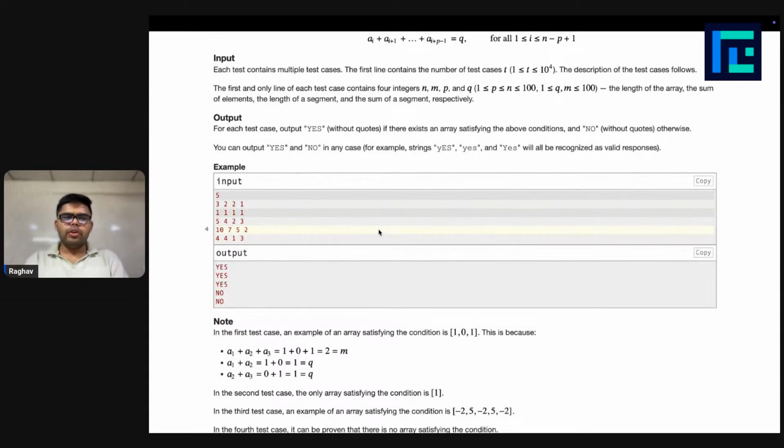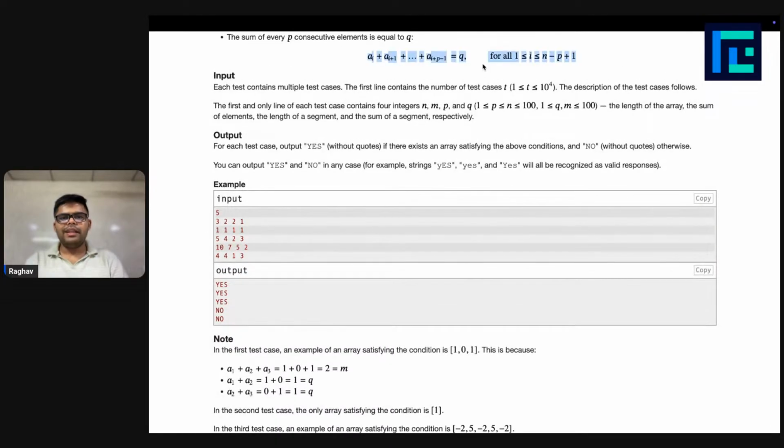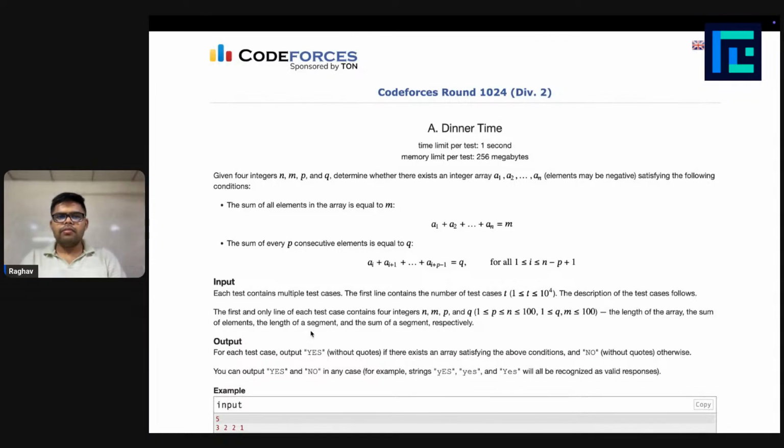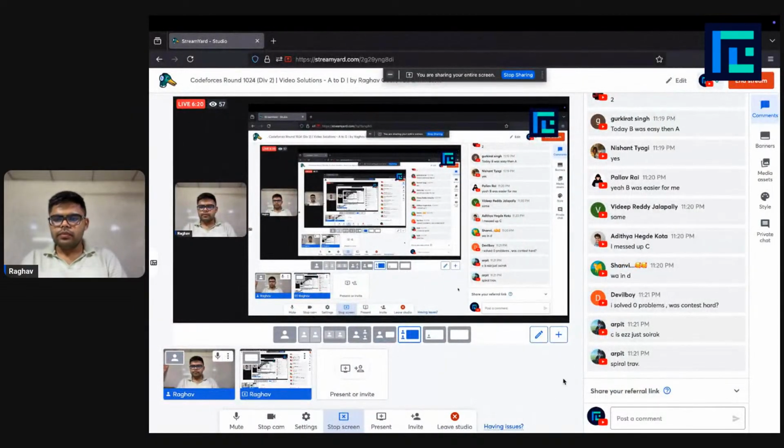And we don't really have to return the array. We don't have to print the array which satisfies the condition. We just have to tell whether it is possible or not. So I hope the problem statement is clear. The problem is quite straightforward.